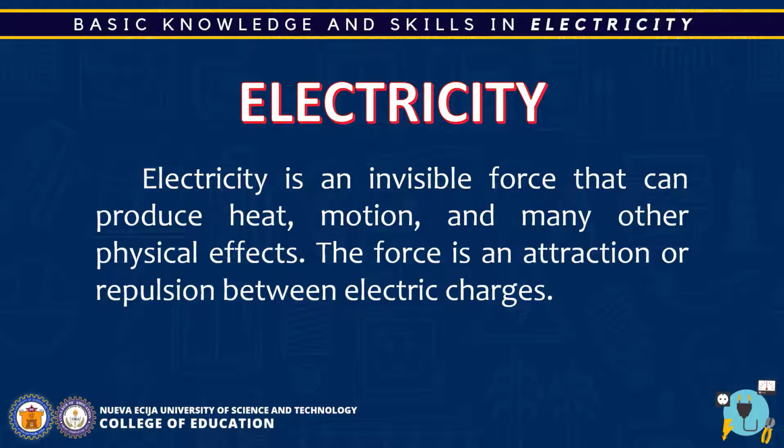What is electricity? As cited by Bernard Grove in 2009, electricity is an individual force that can produce heat, motion, and many other physical effects. The force is an attraction or repulsion between electric charges. It can be explained in terms of electrical charge, current, voltage, and resistance. The corresponding electrical units are the coulomb for measuring charge, the ampere for current, the volt for potential difference, and the ohm for resistance.